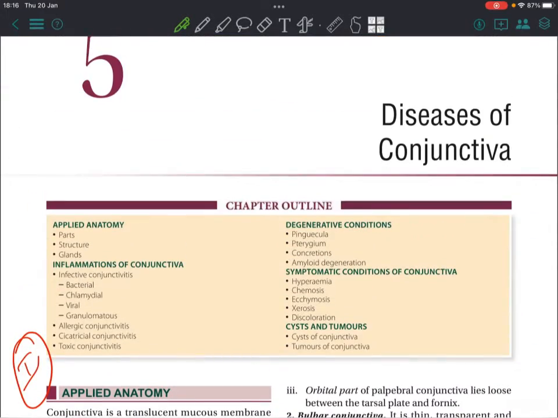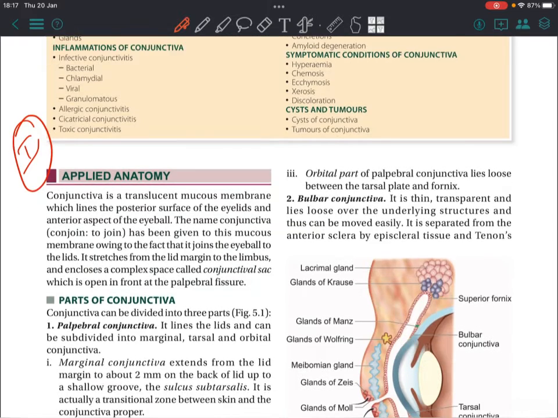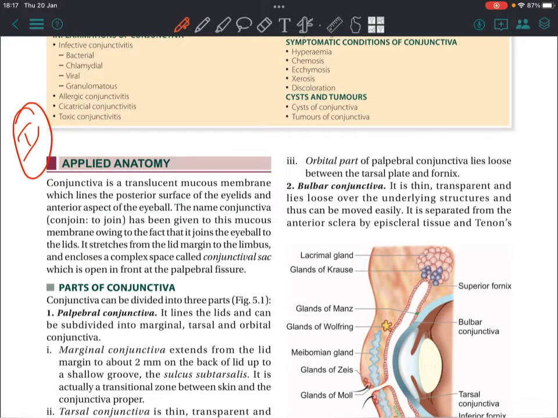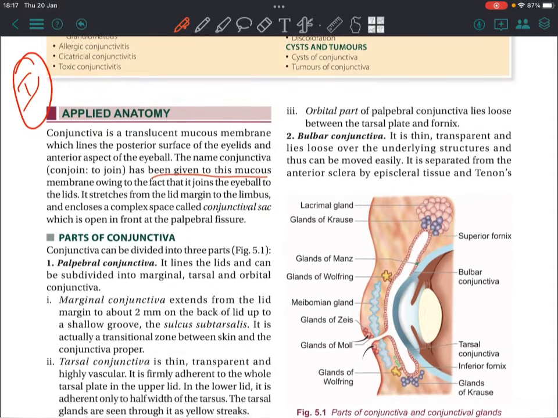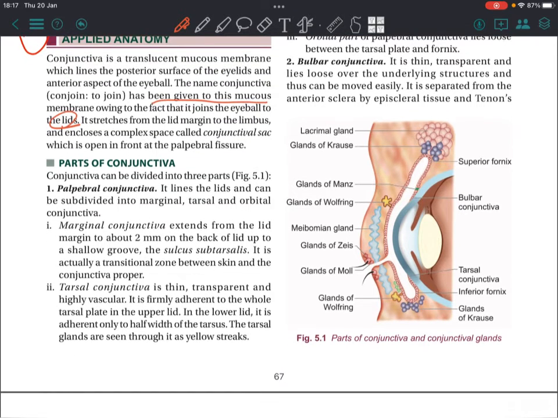Today let's see about diseases of the conjunctiva. Conjunctiva is a translucent mucous membrane which lines the posterior surface of the eyelids and the anterior aspect of the eye wall. The name conjunctiva has been given to this mucous membrane owing to the fact that it joins the eyeball to the lids. It stretches from the lid margin to the limbus and encloses a complex space called the conjunctival sac.